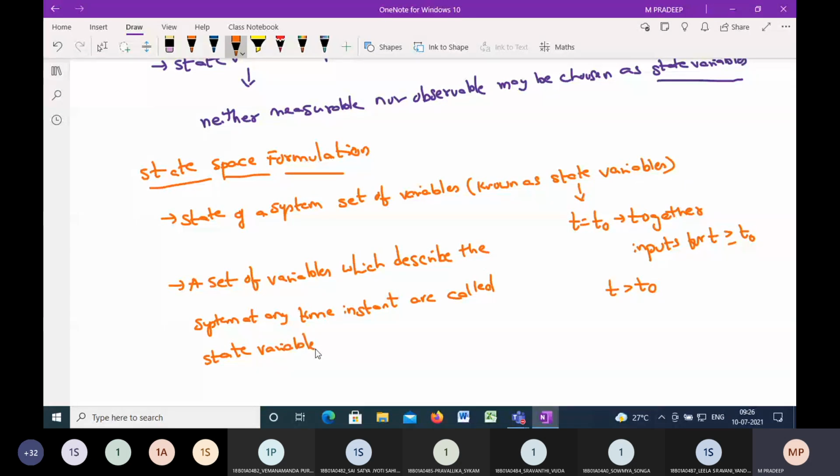So what are the set of variables which describe the dynamics of your system? By taking the help of a set of variables, we are able to describe the system at any time instant. At any time instant, the variables by which we are able to describe the system, we call them my state variables.